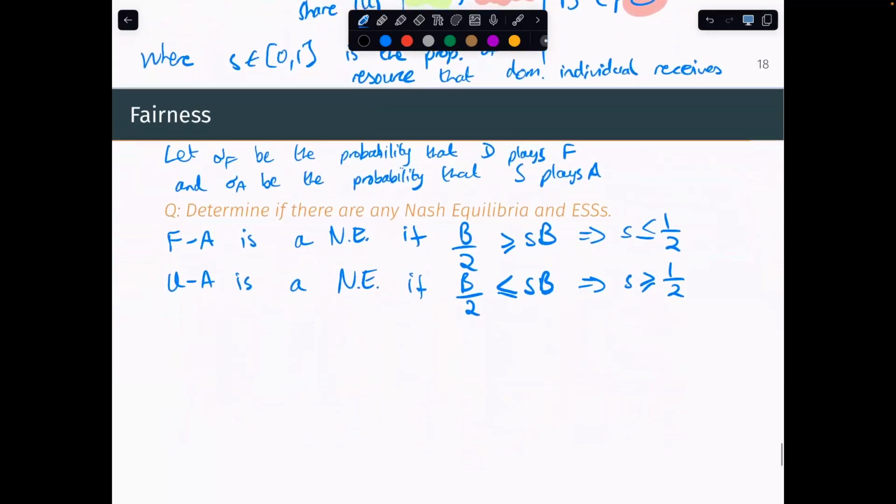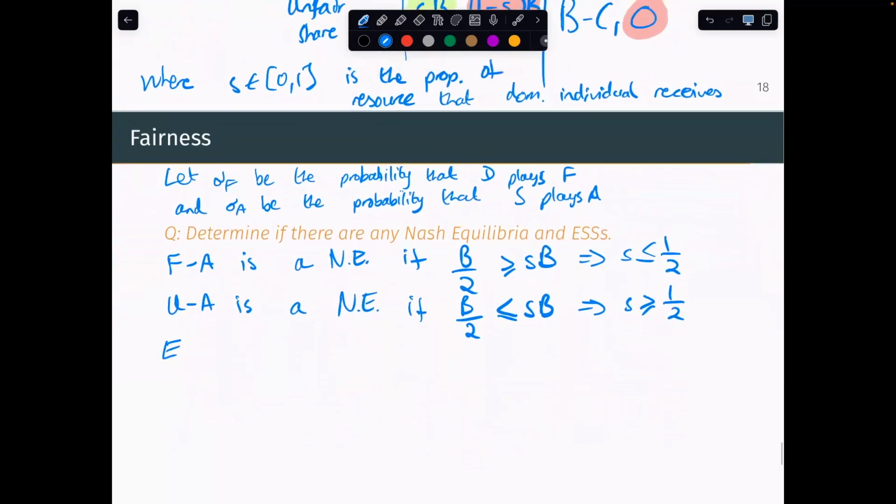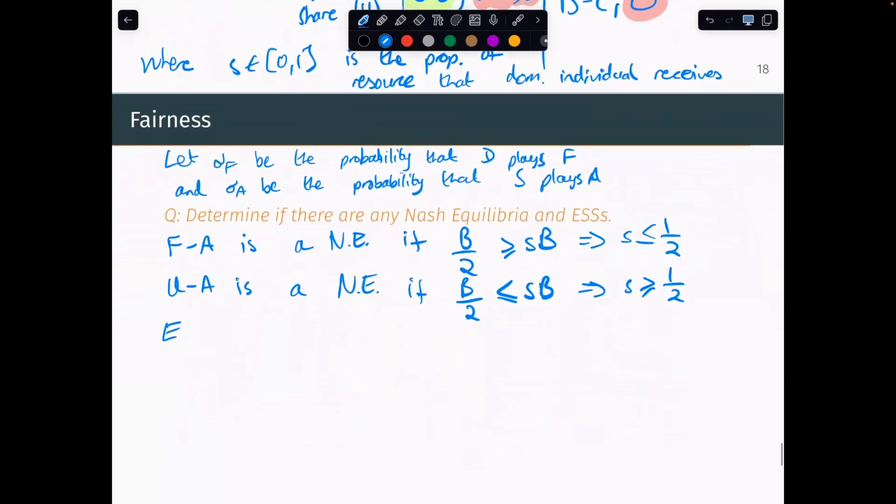Okay, so let's think about expected payoffs. I've defined up here, by the way, that sigma F is going to be the probability that a dominant individual plays F. In fact, we don't even need the second part, sigma A. So let's think about expected payoffs for mixed strategies, to see if there are any mixed strategy Nash equilibria.